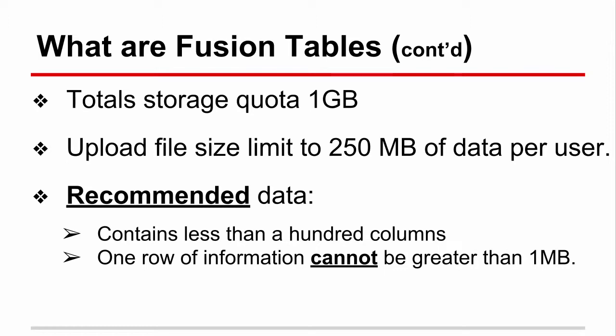Google limits the upload size of one data file to 250 megabytes of data per user and allows a total quota of 1 gigabyte of user storage. It's recommended that the data has less than 100 columns because an increase in the number of columns degrades the performance if you choose to import and insert the data with the Fusion Tables API. Each row in the table is considered a unit, and the import or insert will fail if the data in one row is greater than 1 megabyte.